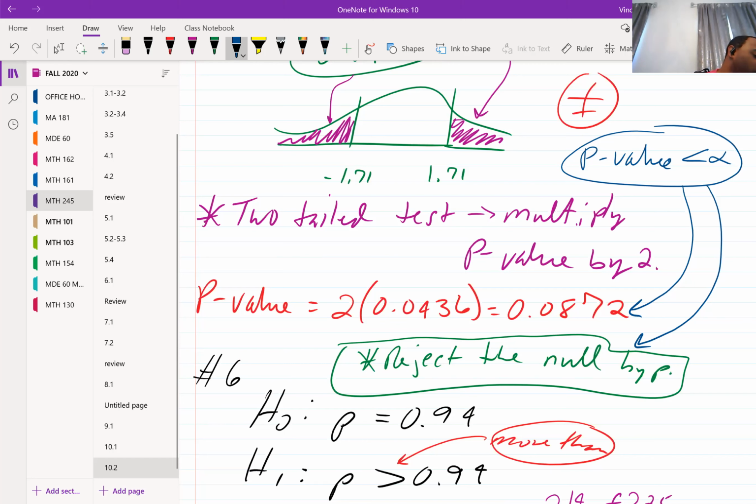Any problems? Any problems? Not yet, thank God. All right, so let's look at what 6 is talking about.